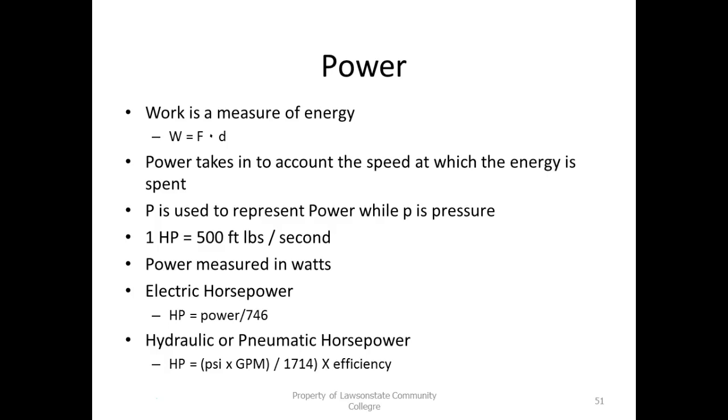In electrical power, 1 horsepower is equal to 746 watts. So I take the electrical power and I divide that by 746, and that would give me the number of horsepower.